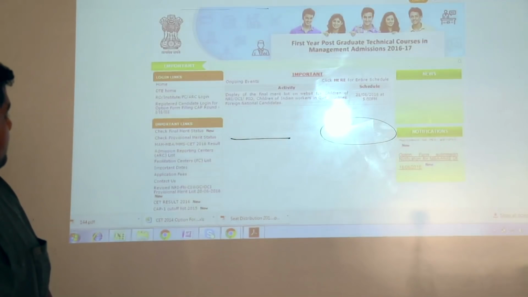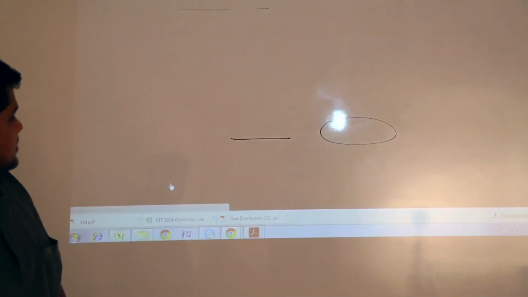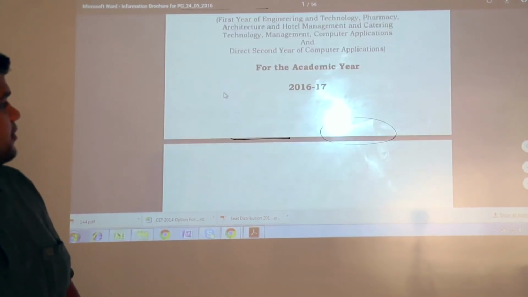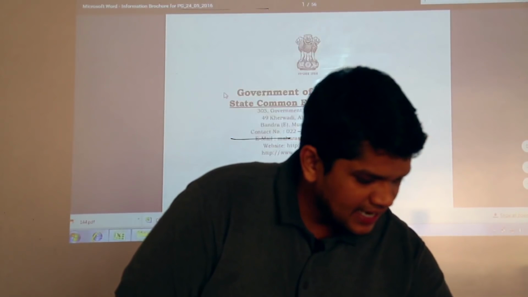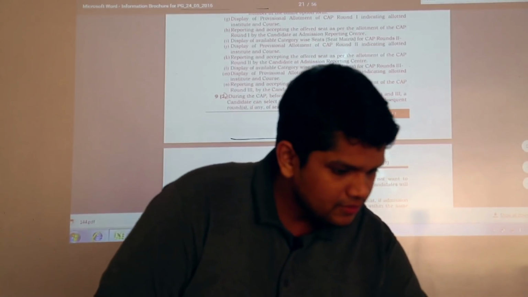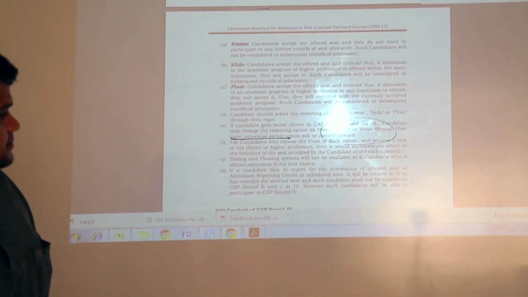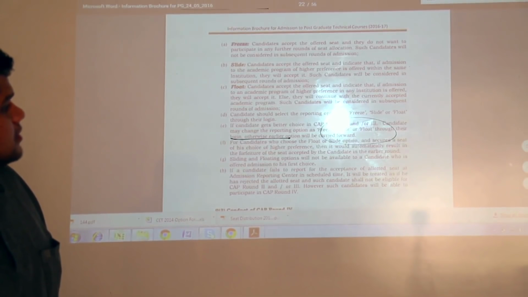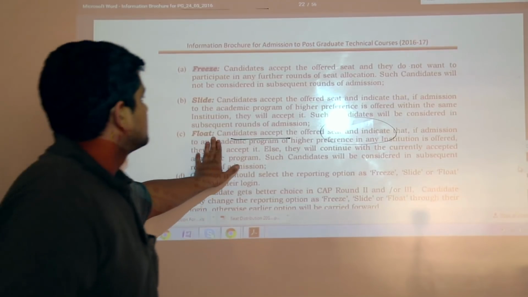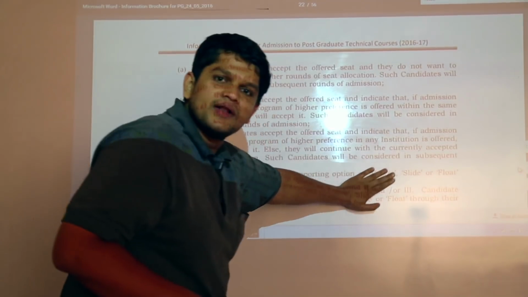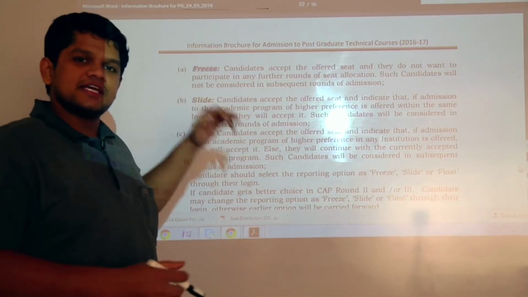Again, in the information brochure, the previous brochure that we checked out, we have the definitions of freeze, slide and float explained to us here. So, if you are allotted a college and you are happy with that college, you do not want to participate in any of the further rounds, please select freeze and get done with it.